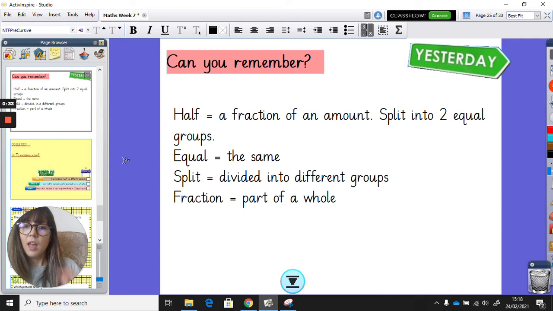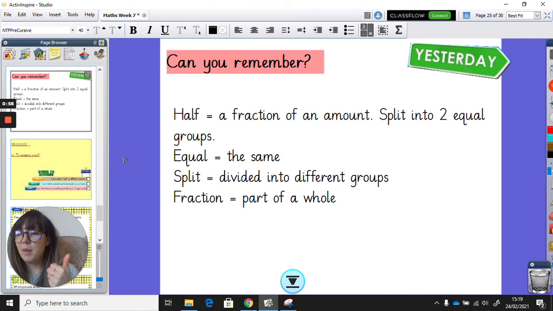So we can see I've popped a definition in, and your definition might be a little bit different, but that's fine as long as you have understood what they are as a concept. So half is a fraction of an amount. It is when something, a whole, is split into 2 equal groups. You know, when it's split in half, it's split into 2, isn't it?